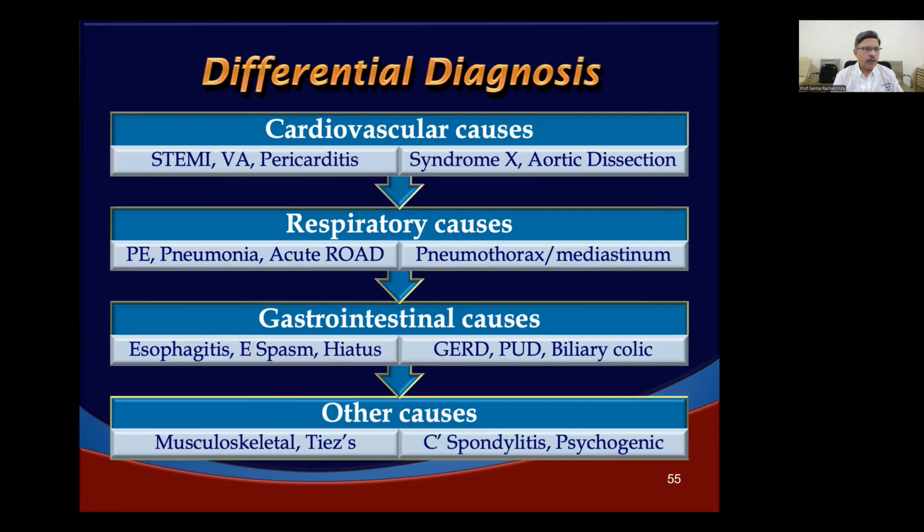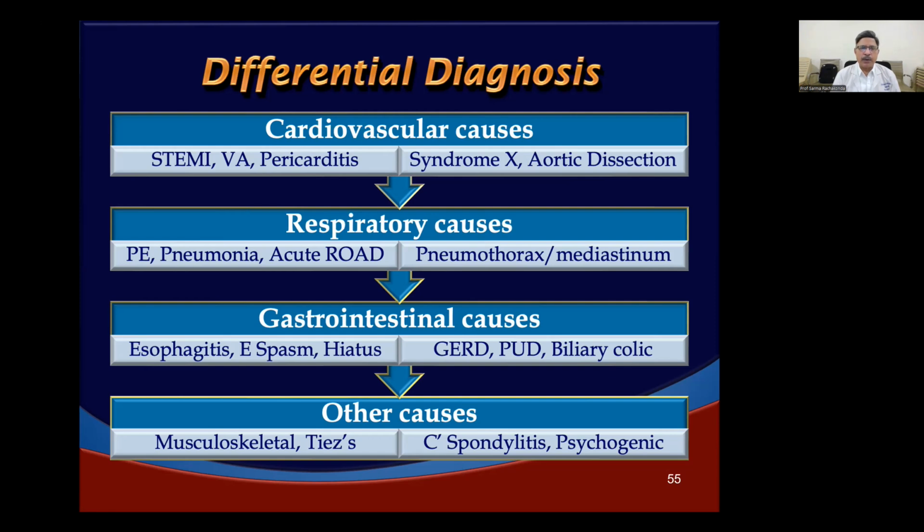Now, cardiovascular causes. What is the differential diagnosis of symptoms simulating acute coronary syndrome? First one, STEMI, ventricular arrhythmias, pericarditis also can have ST elevation and T wave changes. Syndrome X, aortic dissection, acute chest pain, aortic dissection you must always consider.